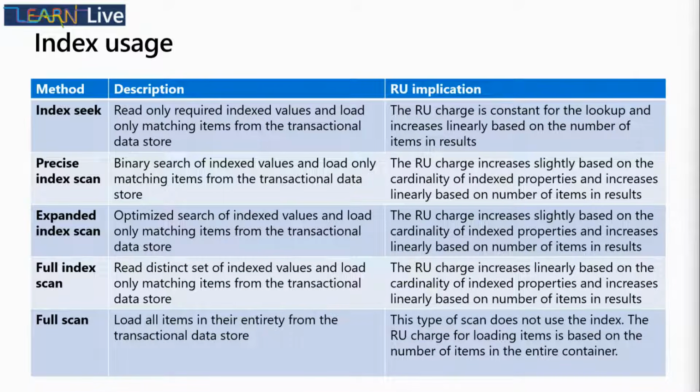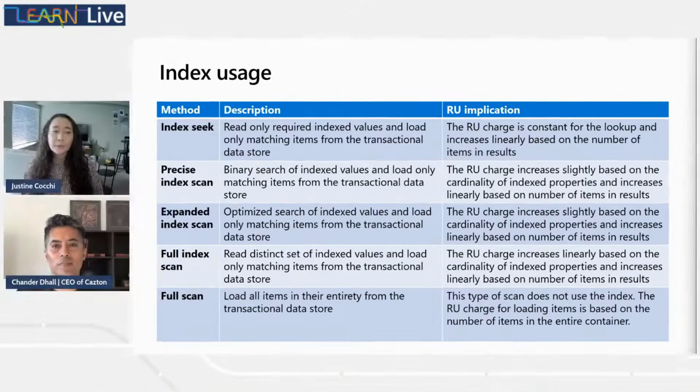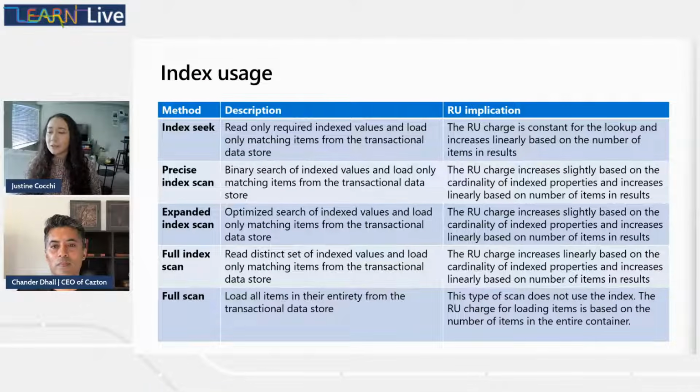So let's cover each of these different methods. First, we have an index seek. In an index seek, the query engine is actually seeking an exact match on a value in your index. This allows it to only read the required index values and load only those matching items from the transactional store. So this is a really efficient way to use the index. It's used for equality filters, so say, property equals value, or if you have an in clause.